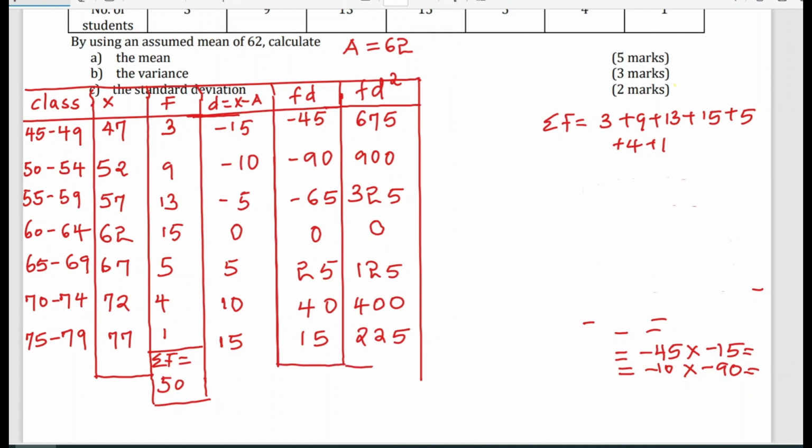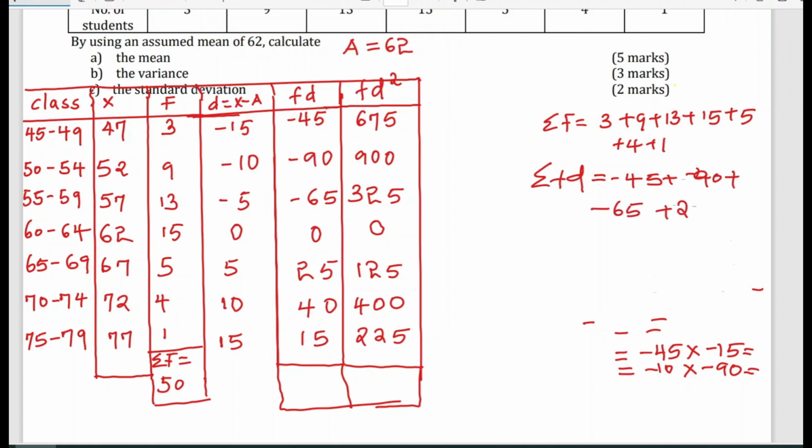Again, we need the summation for the FD. That is the sum of FD. So what is the sum of FD? This is simply negative 45 plus negative 90 plus negative 65 plus 0 plus 25 plus 40 plus 15. And if you add it, you are going to get the sum of FD. Here we are going to get negative 120.